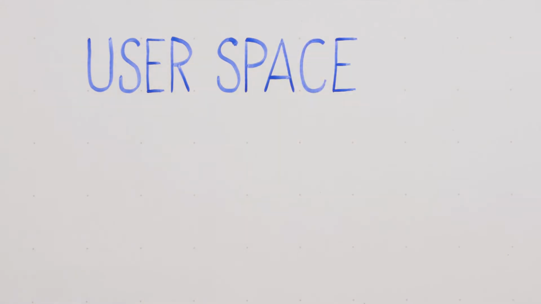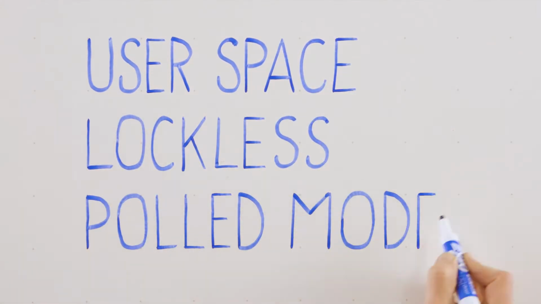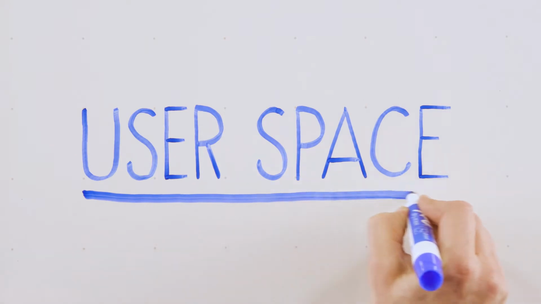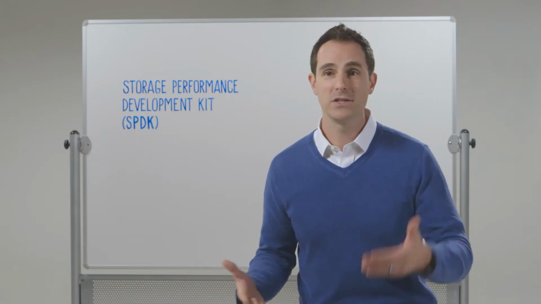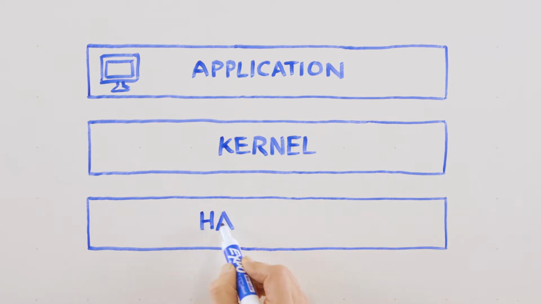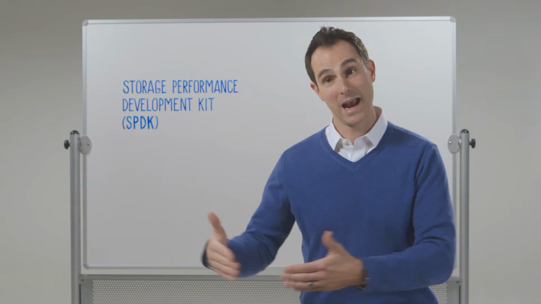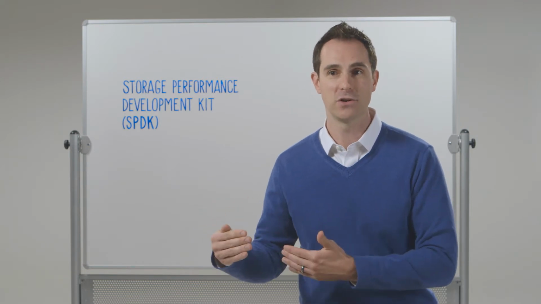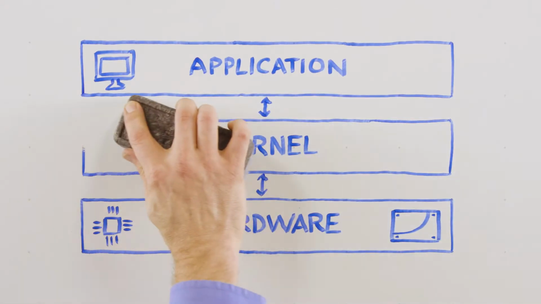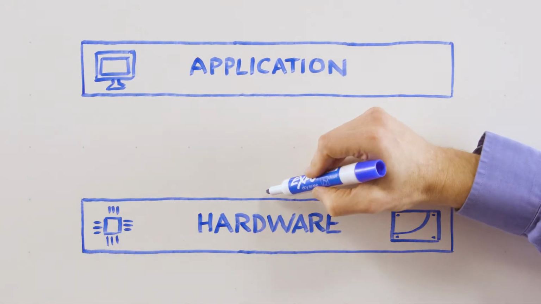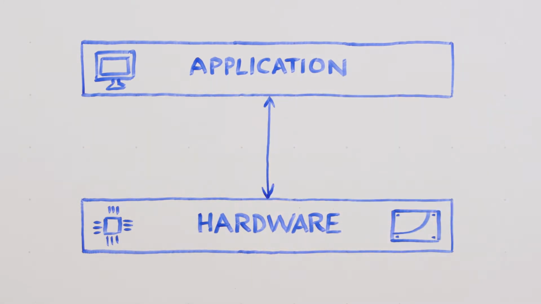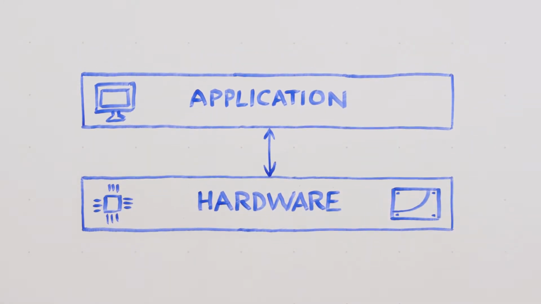So SPDK uses three techniques to achieve this scalability and efficiency: user space operation, locklessness, and a polled mode driver model. Historically, the way that applications have talked to the hardware is through the kernel. And the kernel's great, but it is a middleman. It comes between the application and the hardware. As applications and the hardware that they talk to get faster and faster, that middleman starts becoming a little bit burdensome. SPDK bypasses that middleman, connecting the application directly to the hardware. You get incredibly efficient access directly from your application to the media.